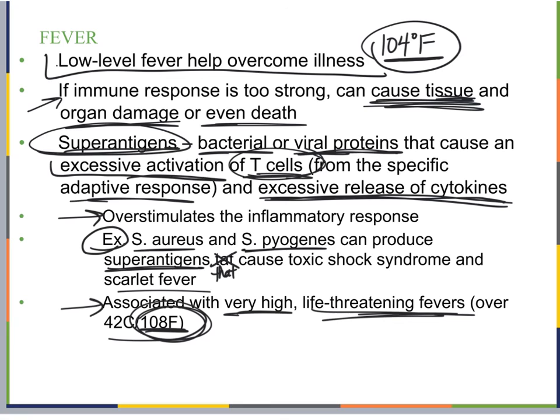But just at this point, note that super antigens can be bacterial or viral proteins from a particular bacterium or virus. They can cause excessive release of cytokines, causing that inflammatory response and fever, and also excessive activation of T cells. All of this leads to very high, life-threatening fevers. So this is where you get to the hospital, and they're going to do what they need to, including ice baths and ice tents, to bring down that temperature so that we don't have organ failure, including brain damage and death.